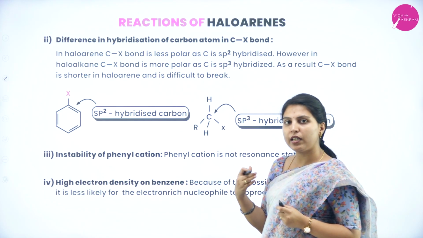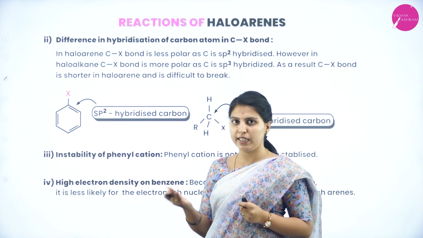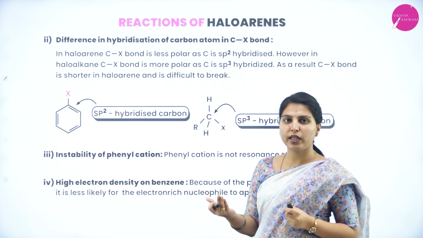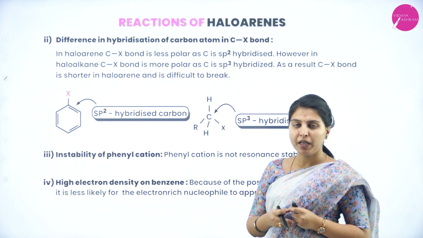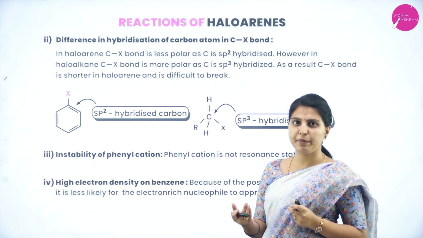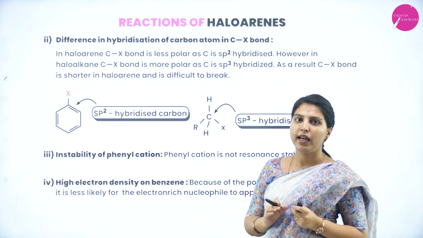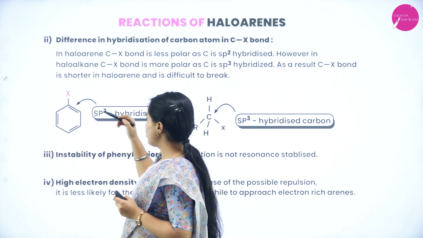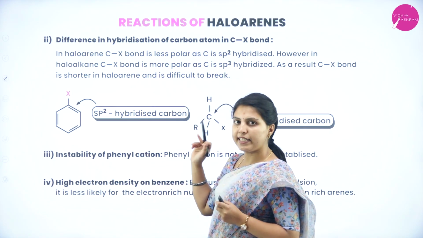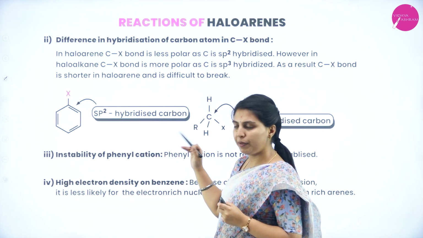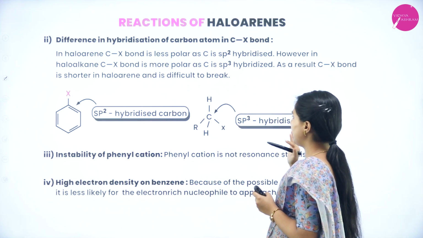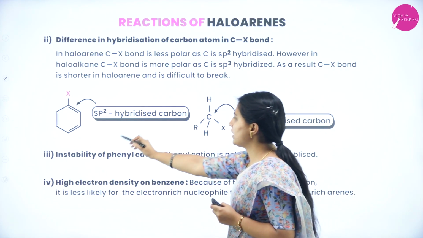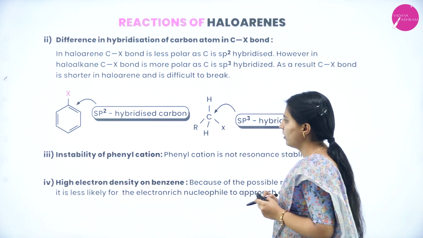We know the comparison between sp2 and sp3. sp3 can be easily broken compared to sp2, because sp2 is shorter than sp3 and it is stronger than sp3. So in haloarenes, the sp2 carbon bond is stronger and shorter than sp3, so it cannot be broken easily. See here, this is sp2, this is sp3 carbon.